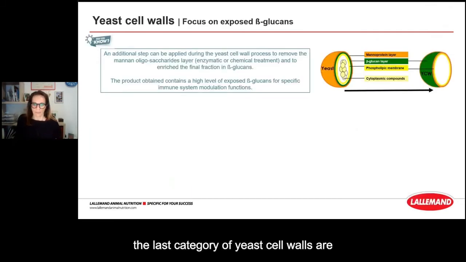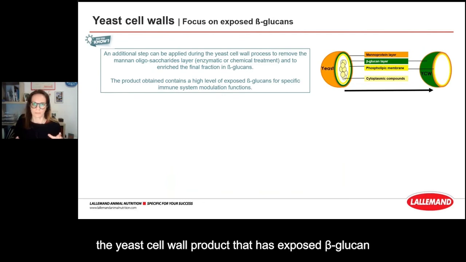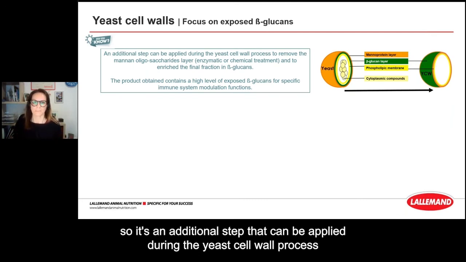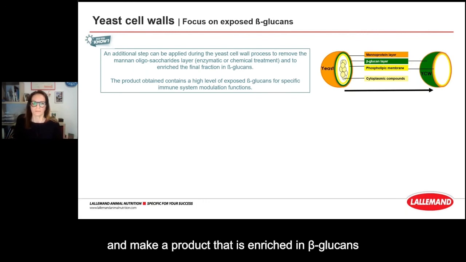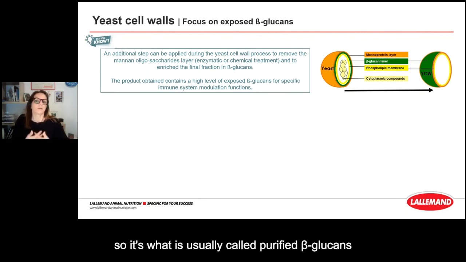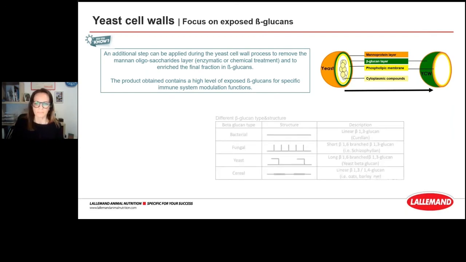The last category of yeast cell wall are the yeast cell wall products that have exposed beta-glucan. So it's an additional step that can be applied during the yeast cell wall process in order to remove the mannanoligosaccharide layer and make a product that is rich in beta-glucans. So it's what is usually called purified beta-glucans.